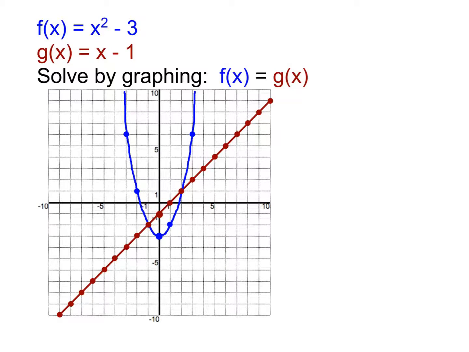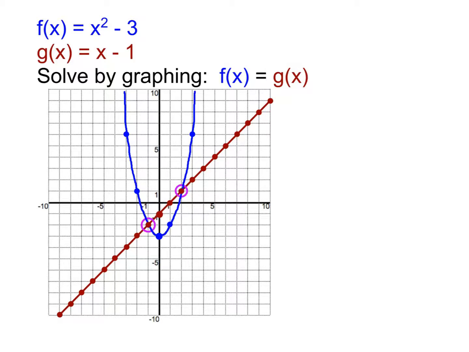Now that we have both graphs made, we're looking to now solve it. Because remember, our whole goal was we're trying to figure out where f of x equals g of x. And remember what that really means here. F of x is just the graph of the parabola. G of x is just the graph of that line. So if I want to know where f of x equals g of x, I look to see where they cross. And so we're looking at those 2 points.